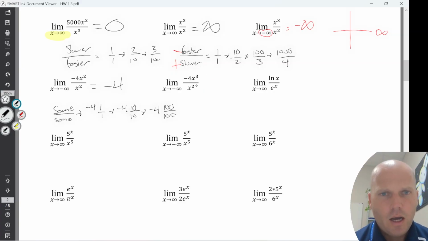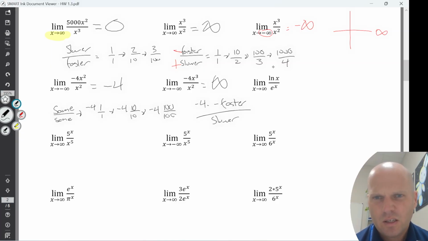Okay? So this is a negative faster. So this is a negative 4 times a negative faster over a positive slower, because it's a negative squared. So I'm going to say this is a positive faster over slower, which is going to be positive infinity.